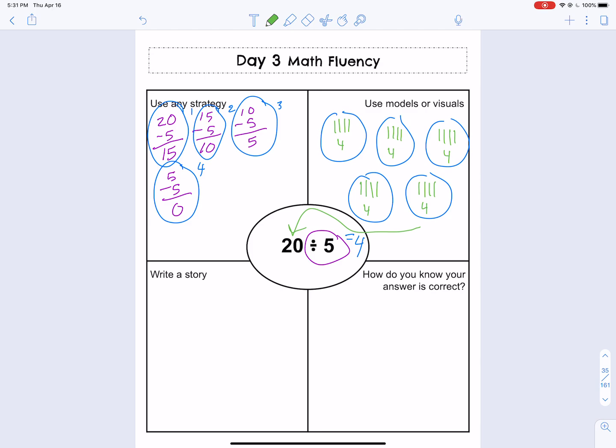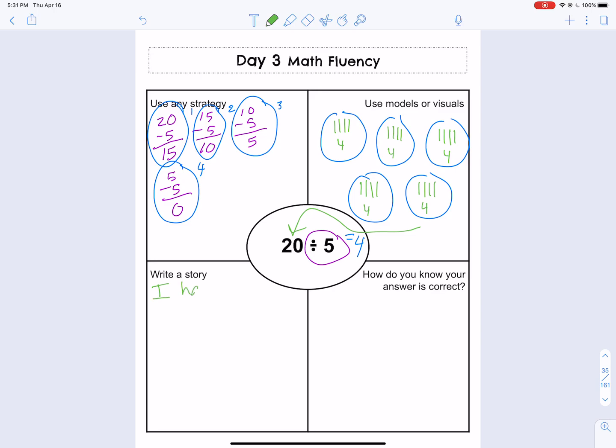Now, for write a story, I like to think about division in terms of food. We are all familiar with sharing food with our brothers, our sisters, our friends, whomever. So thinking about division in terms of food is really easy. So I'm going to write a division story where I go something like this.